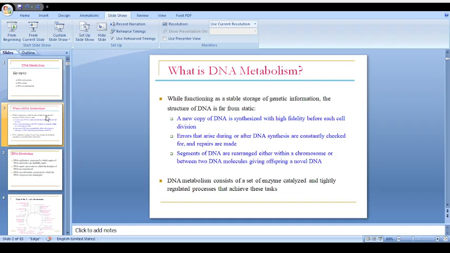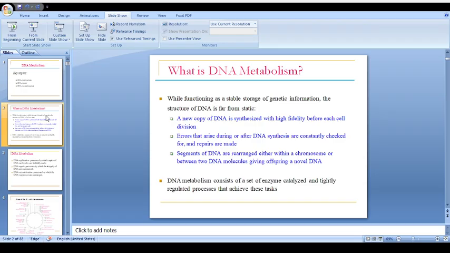A copy of DNA is synthesized with high fidelity before each cell divides. The errors that arise during as well as after synthesis of DNA are constantly checked and repairs are made, and the segments of DNA are rearranged either within the chromosome or between two DNA molecules, giving offspring a novel DNA in this case.